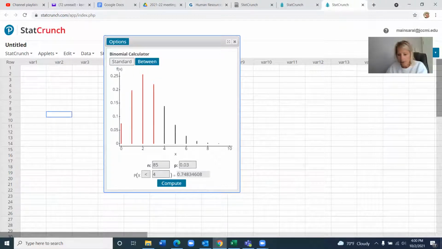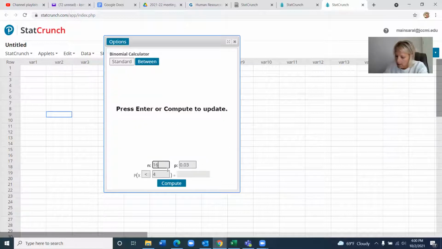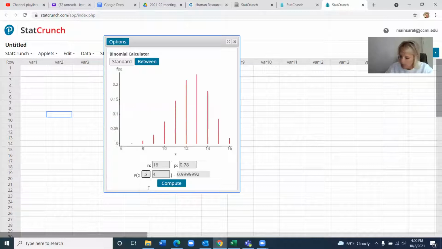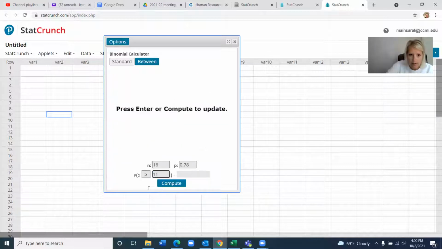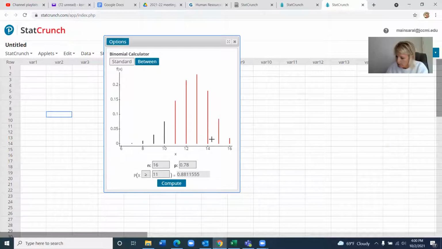I'm going to take you back to my paper in a moment so you can check all the answers. The one we have on the screen right now is for letter B. So let's go to letter C. It says n is equal to 16. We'll change that. And then P is 0.78. And it says the probability that X is greater than or equal to 11. We'll hit compute. So n is equal to 16, and that probability is equal to 0.8812 when we round it appropriately. So what's on the screen is part C.